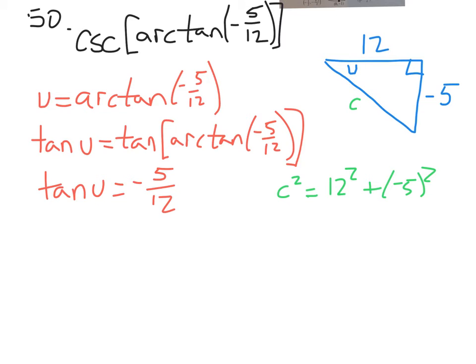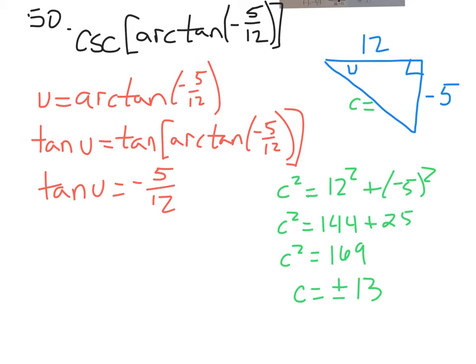And so then c squared equals 144 plus 25. C squared equals 169. And so then c is plus or minus 13. And then, we talked about at one point the hypotenuse is always going to be positive on these. So then we're going to say 13. Okay, and so now we're almost done with this.